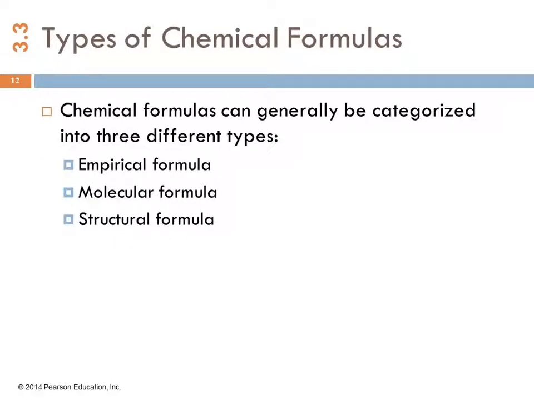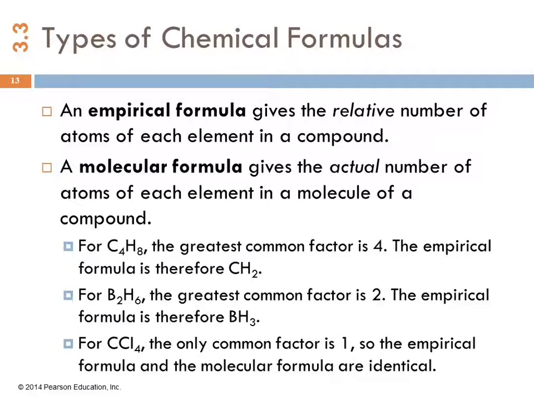There are different types of chemical formulas. Empirical, molecular, and structural. And we'll talk about them. The word empirical has to do with that we obtained it by experiment. It's not a theoretical sort of thing, it's empirical. We determined it in the lab. The empirical formula gives the relative number of atoms of each element in the compound. It doesn't necessarily tell us the number of atoms in a molecule. The molecular formula gives us the actual number of atoms in one molecule of that compound.